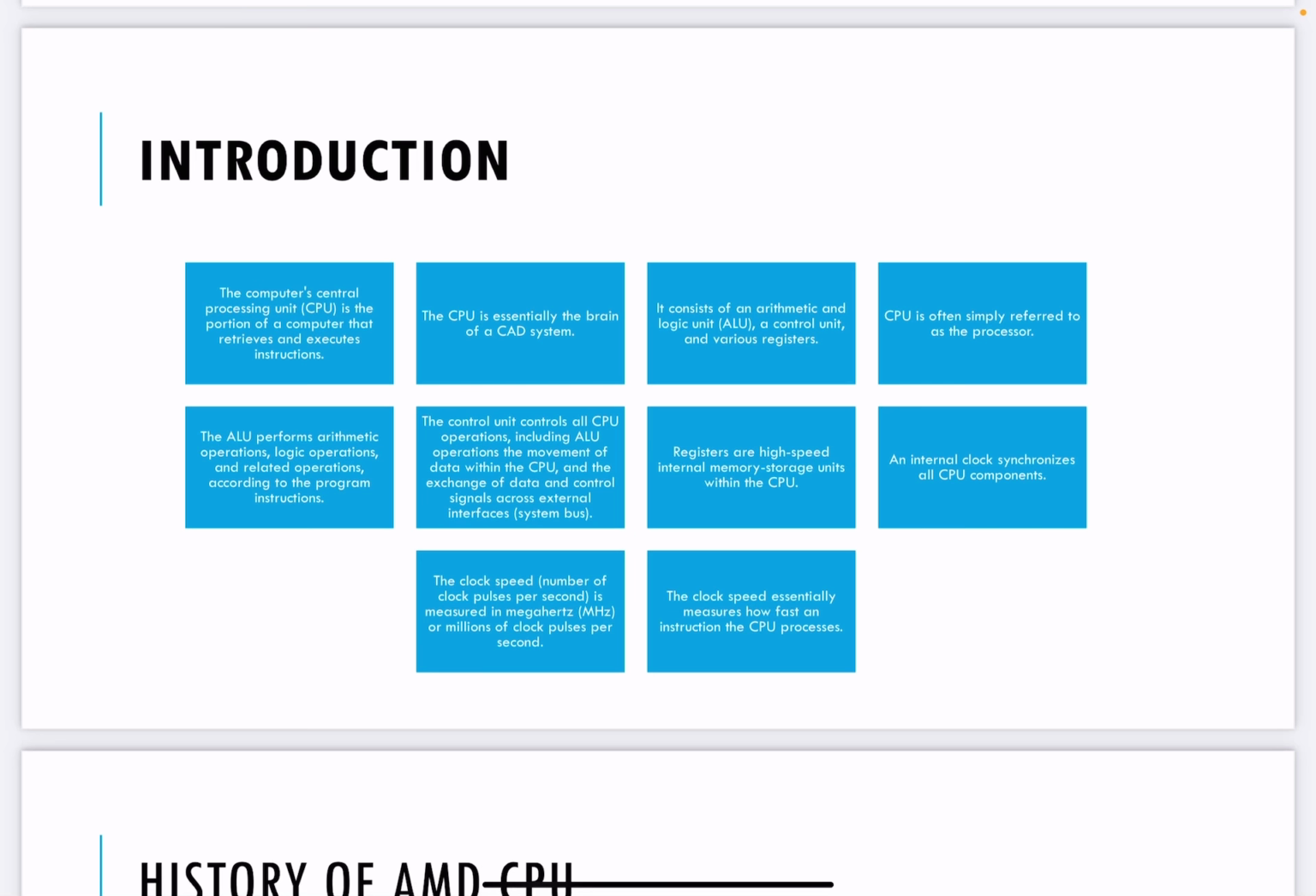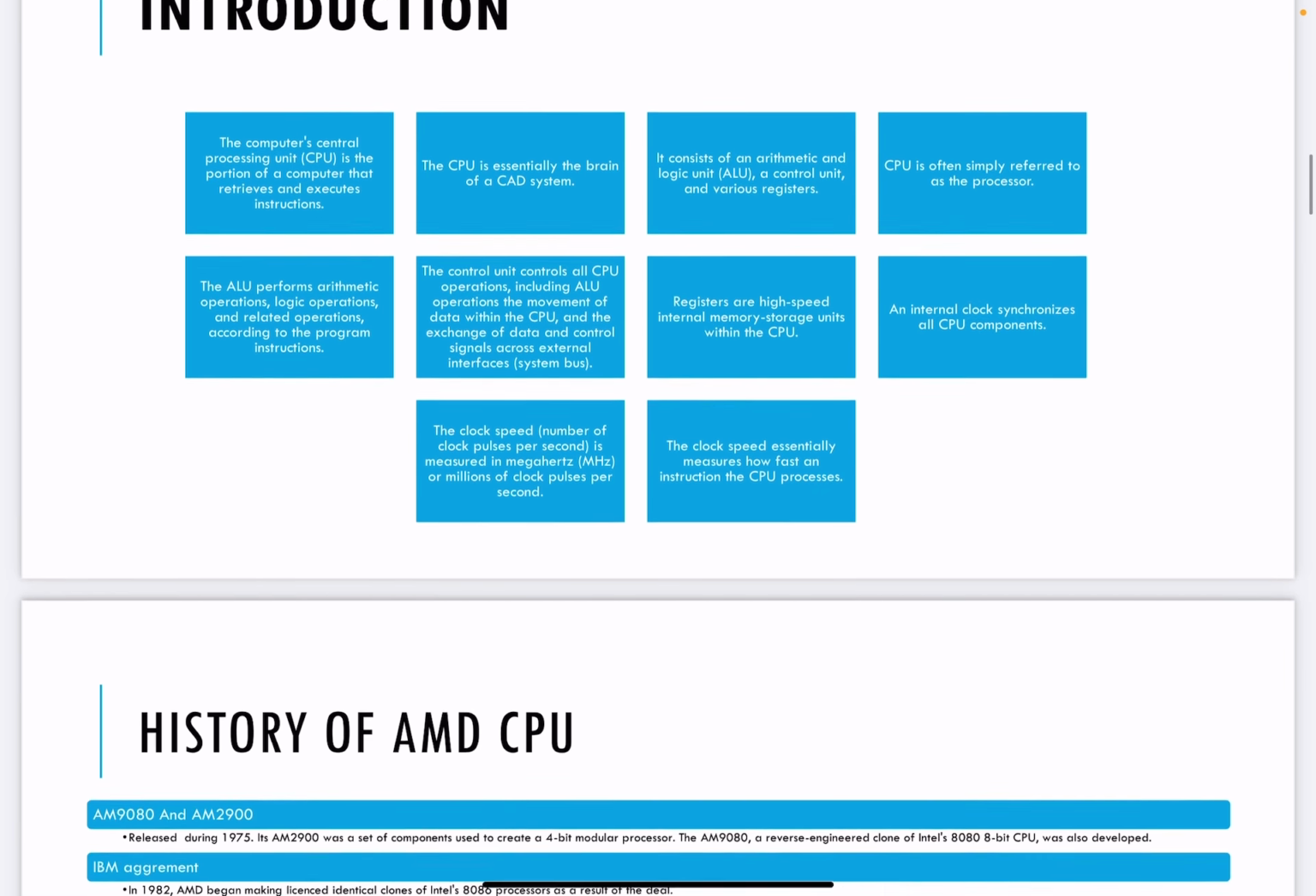Registers are high-speed internal memory storage units within the CPU. An internal clock synchronizes all CPU components. The clock speed, the number of clock pulses per second, is measured in megahertz, or a million pulses per second. The clock speed essentially measures how fast the CPU processes instructions.